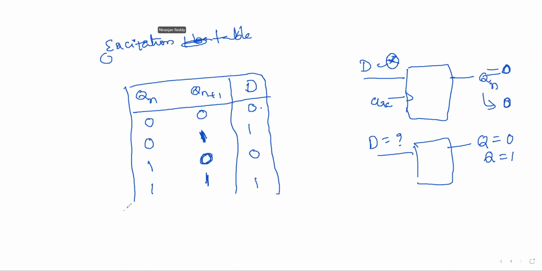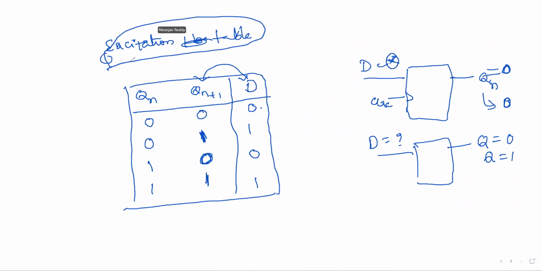1. So see from the characteristic equation Qn plus 1 is equal to D. This is what we call an excitation table. Understood now? So this is about the excitation table of D flip flop, and the other one is an excitation table.